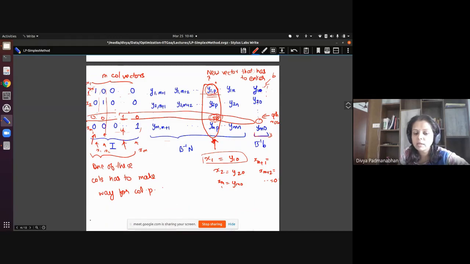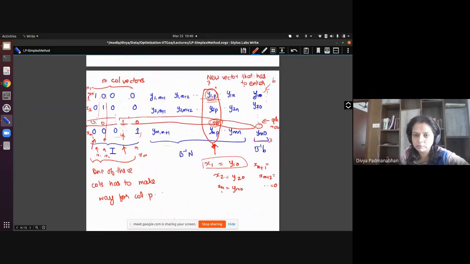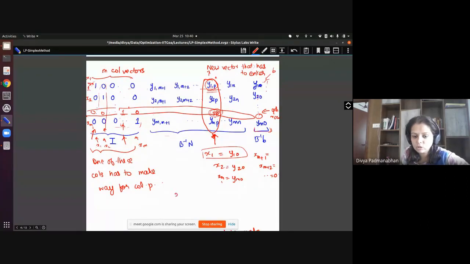Now suppose you bring in xp. By bringing in the column vector p, what you're going to do is bring xp into the basis. The current basis was x1 to xm. These were the basic variables. Now you're going to bring in xp here, and you want to remove some vector q. So q is in this set, xq belongs to this, and xq will be removed.